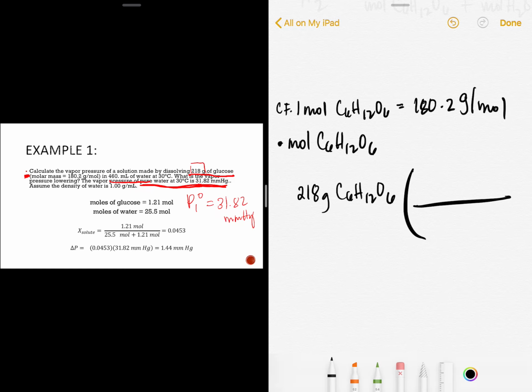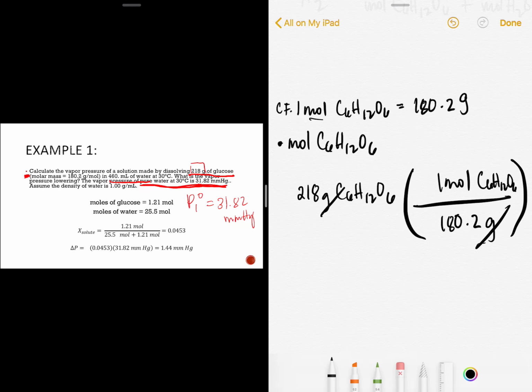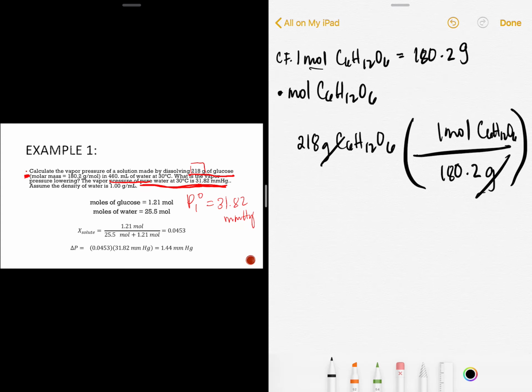Sa baba, sorry, wala na palang per mole ito. Bakit? Kasi nandito na yung mole. So, sa baba, yung grams, 180.2 grams. Sa taas, 1 mole of your glucose. So, cancel, cancel. So, 218 divided by 180.2. Let me get my calculator. Sorry, it's not working. Wala na ata siyang battery. Meron pala dito, sorry guys. So, 218 divided by 180.2 is 1.21 mole ng ating glucose.